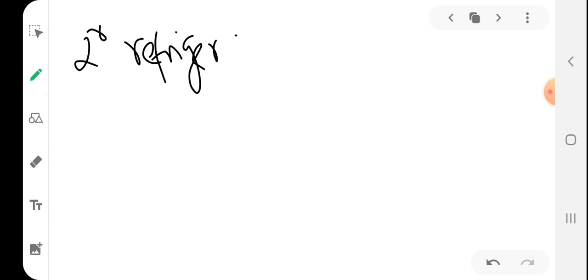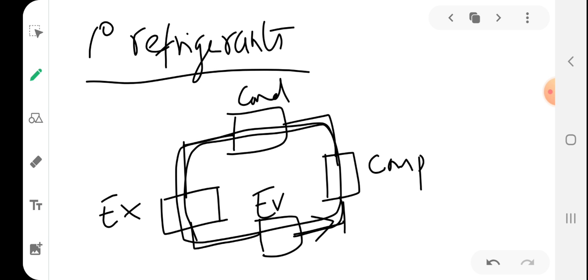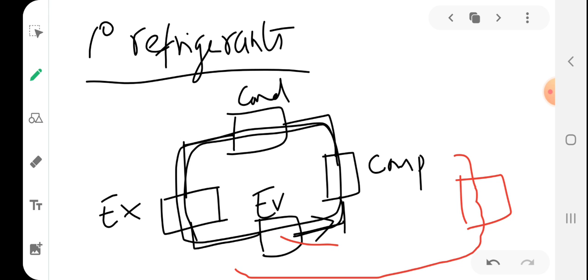But what is secondary refrigerant? Secondary refrigerants are those refrigerants which do not directly take part in the cyclic process inside the refrigeration system. But what happens is that, suppose this evaporator is not directly in contact with the space to be refrigerated, a secondary refrigerant will flow through the evaporator and get recycled.